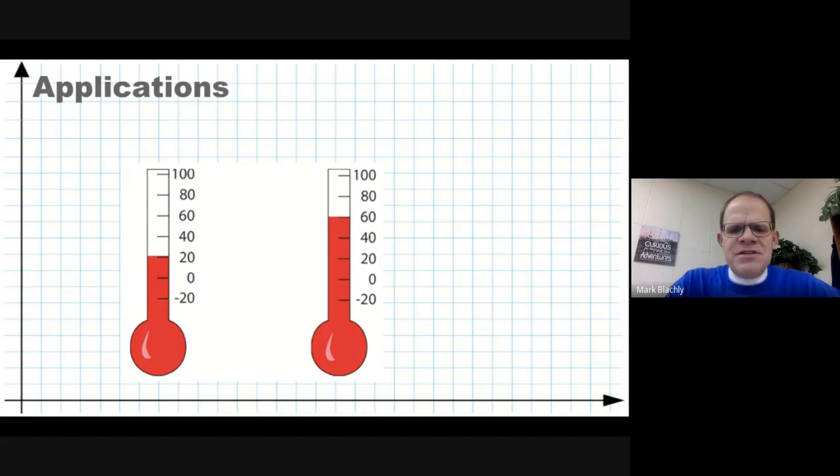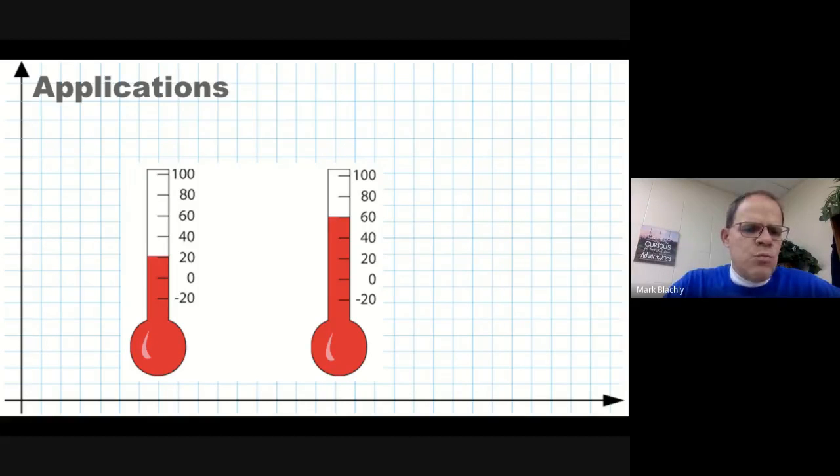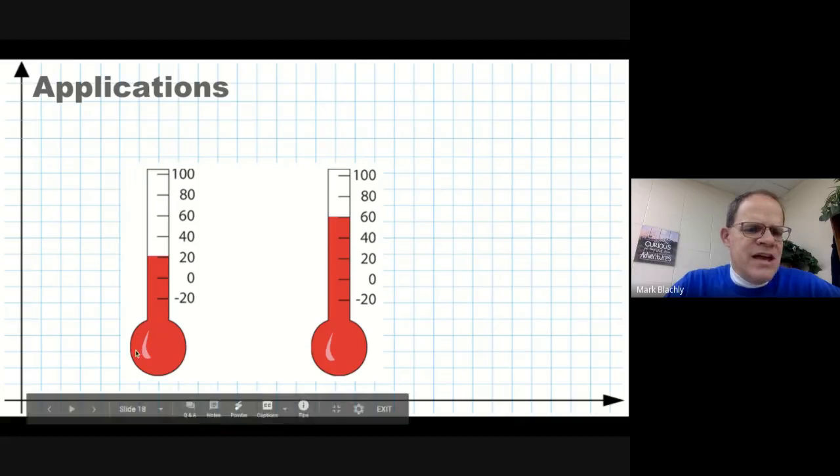The most famous example is probably a thermometer. If you have some fluid in here, usually we use a red alcohol. When it gets warmer, it takes up more space. Since it has nowhere to go except up this little tube, it moves up the tube.